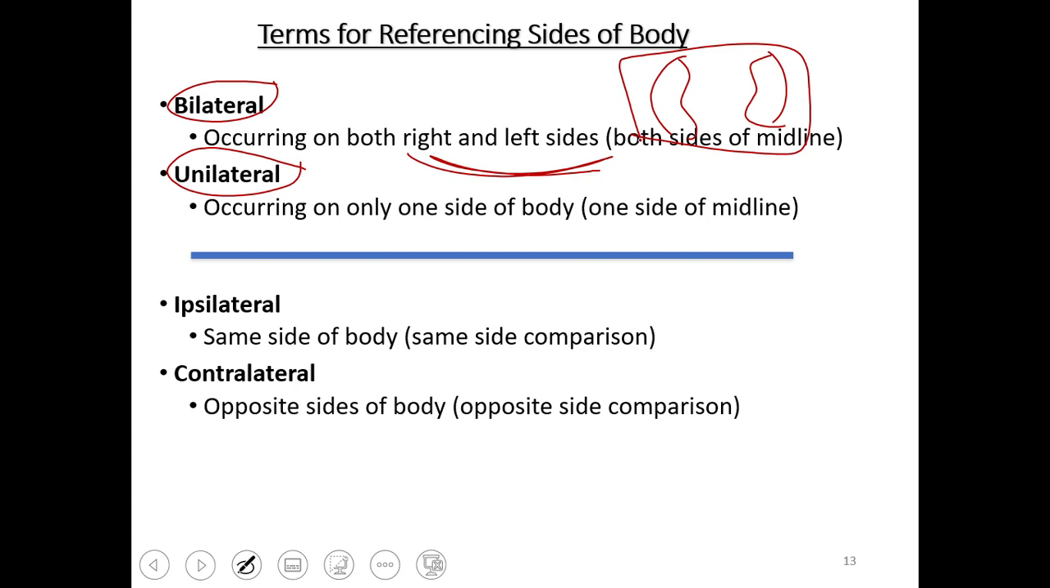Unilateral is something only on one side of the body. So we have only one liver on the right side of the body. So here is a middle line. This means that the liver is a unilateral organ.